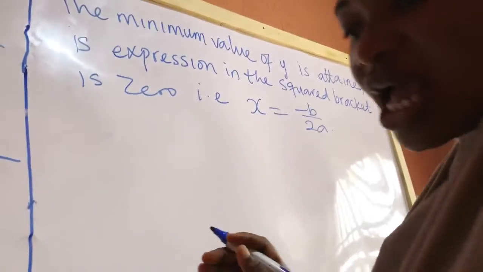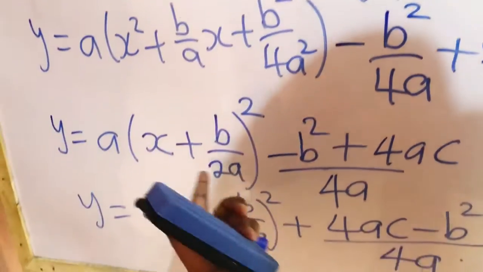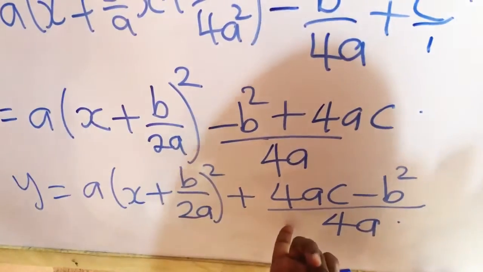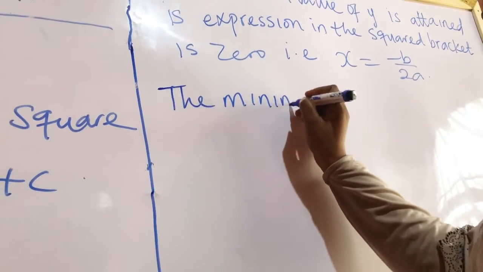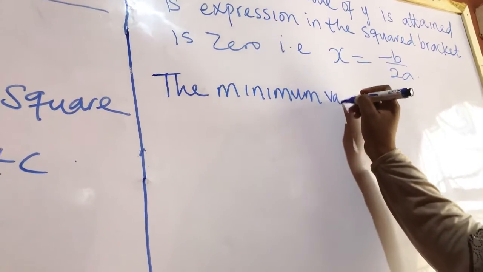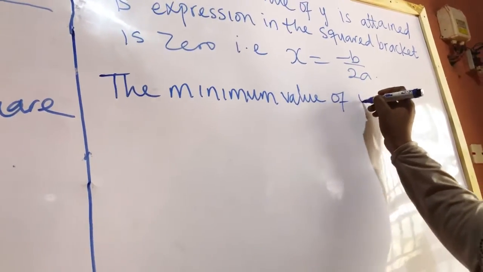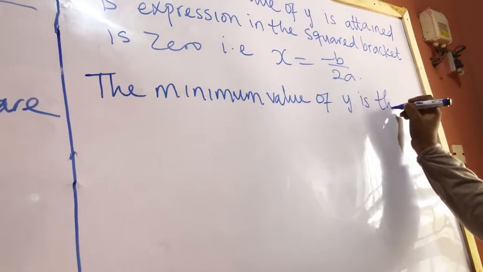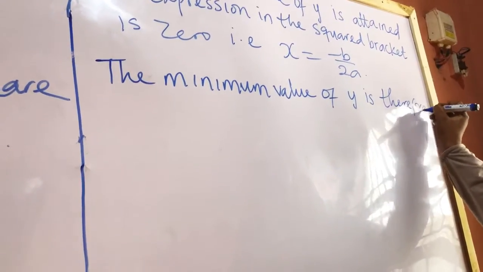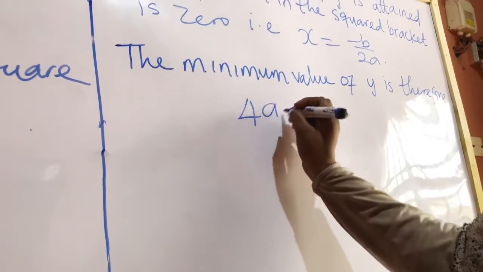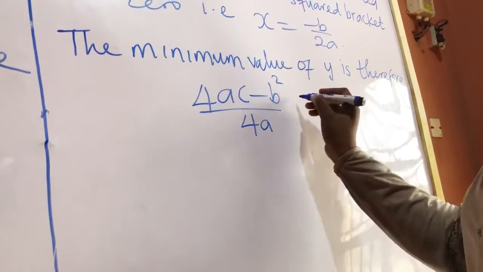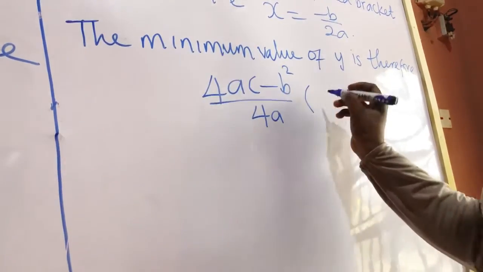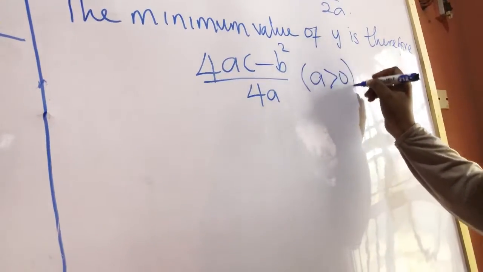So if everything here is now equal to 0, it means that y is equal to 4ac minus b squared over 4a. So the minimum value of y is therefore equal to 4ac minus b squared over 4a. Since we are dealing with the minimum value, that means a is greater than 0.